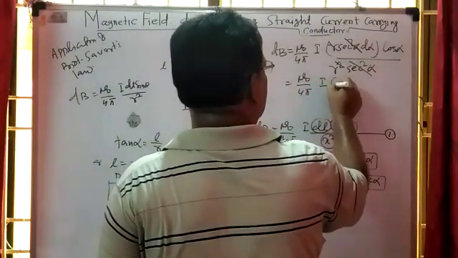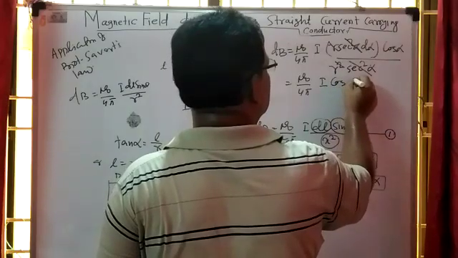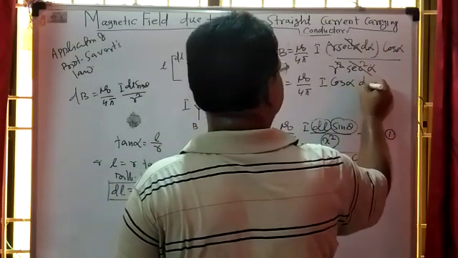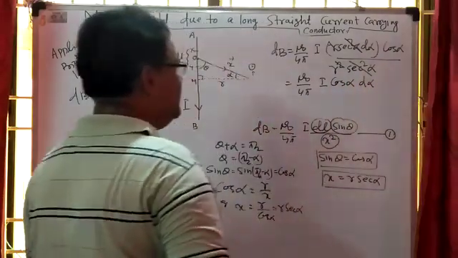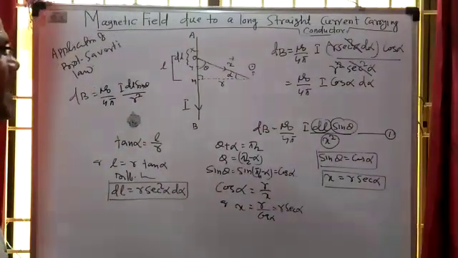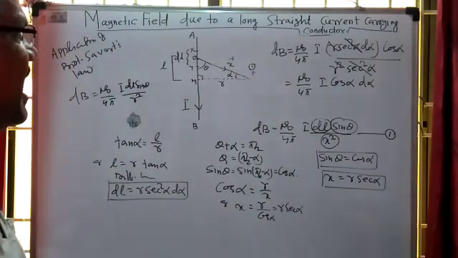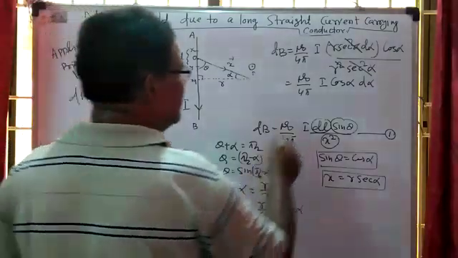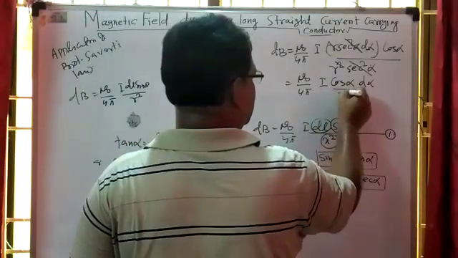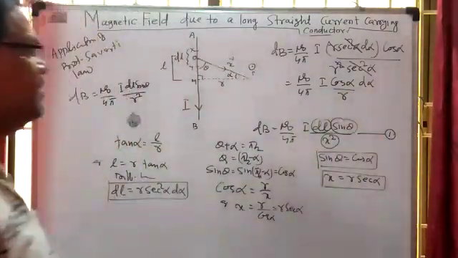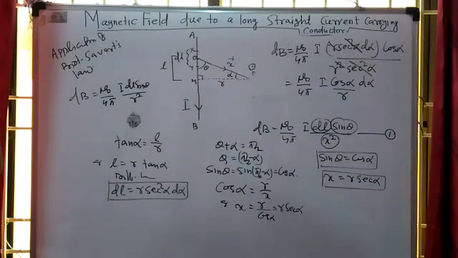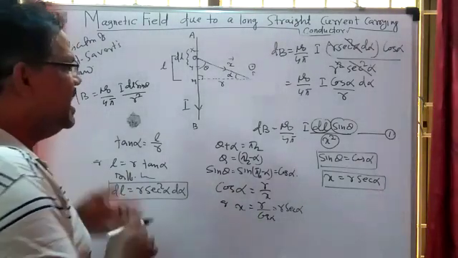I cos alpha d alpha. Mu naught by 4 pi I cos alpha d alpha, and that is upon r. You are finding r below. Clear? And that is the dB. Whatever you are finding, dB equals mu naught by 4 pi I cos alpha d alpha upon r.